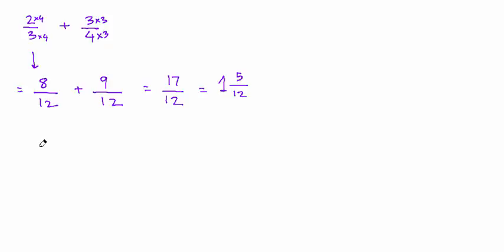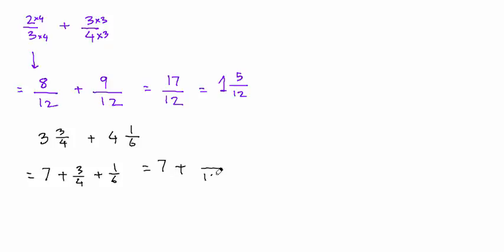Let's now try and add two mixed numbers. Let's say you want to add 3 and 3/4 plus 4 and 1/6. The idea is to add the integers together. 3 plus 4 is 7. So we have a 7 plus, add the fractions together, 3/4 plus 1/6. And that is equal to 7 plus, the least common multiple of 4 and 6 is 12. So change both the fractions 3/4 and 1/6 to something over 12 and add them up.